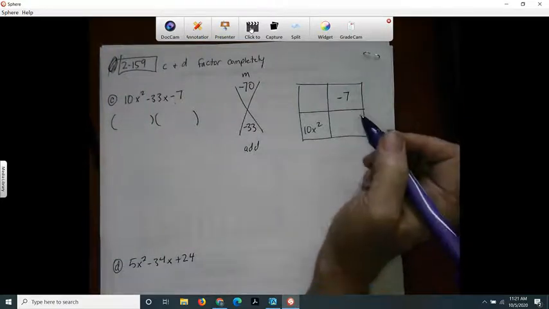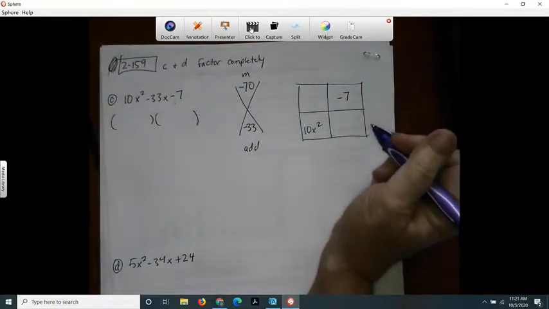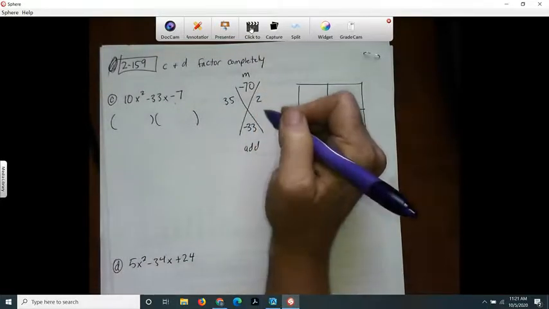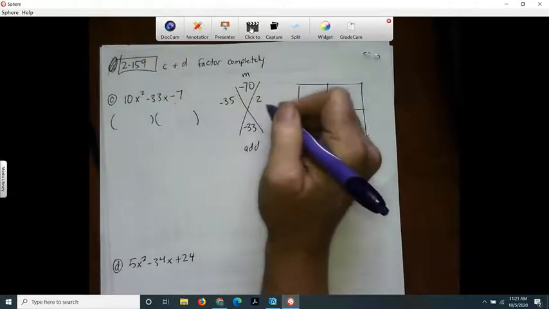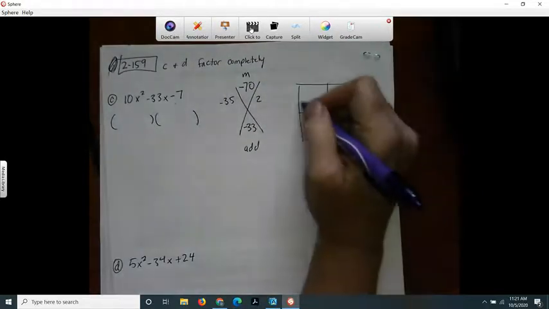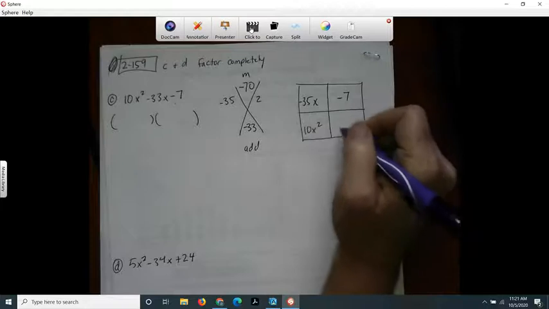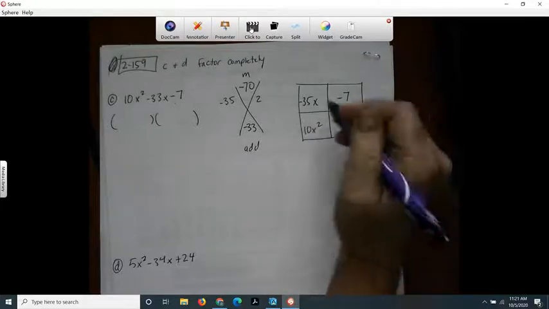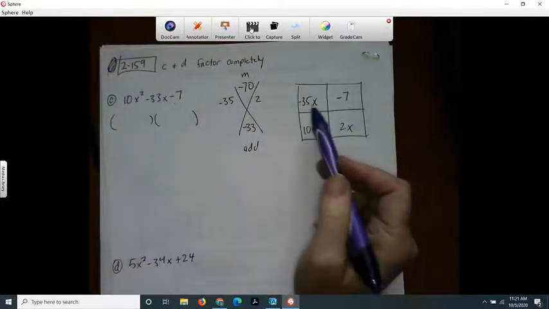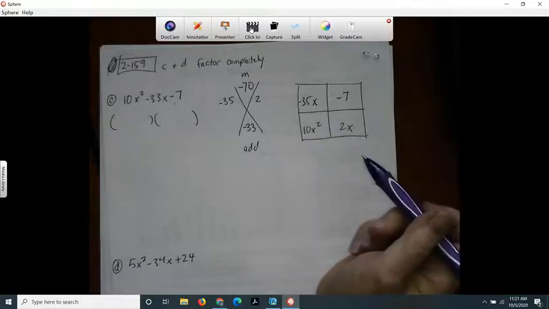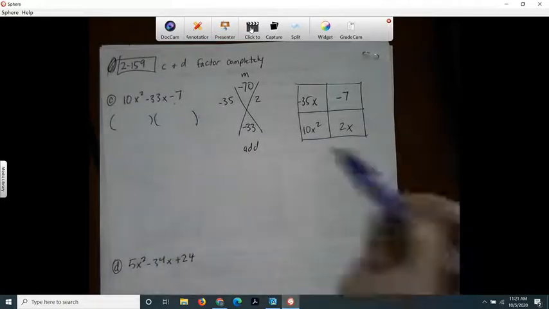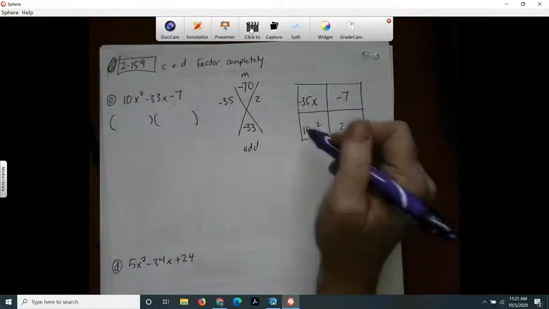So I think 35 times 2 is 70. And if I make this negative and that positive, then they multiply to make -7 at the end. So basically what we've done is we just took this 33 and broke it up into -35 and +2, and then we're going to see how it factors. So I know that 5 times 2 is 10. I know I'm going to have an x and an x.